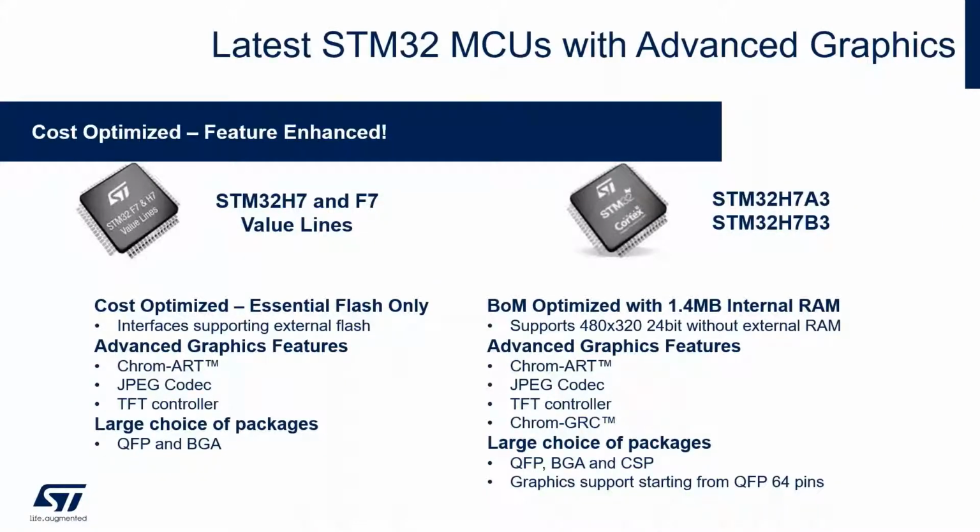If we go in the other direction, embedding more memory, then we have the new H7A3 and H7B3 series. This embeds 1.4 megabyte of internal RAM, and you have 1.1 for the frame buffer. So you can actually run an application with 480 by 320, 24-bit without needing external RAM, and resolutions below that, and also 16-bit, of course, saving you BOM cost for not needing external RAM. Like the value line, it embeds Chrom-ART, JPEG codec, TFT controller, Chrom-GRC. So a really powerful one, with a large package choice also. On this particular one, we have graphic support starting from QFP 64 pins.